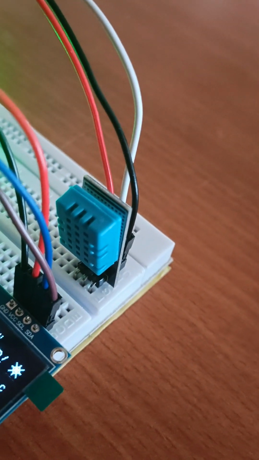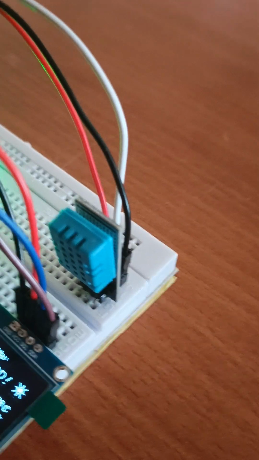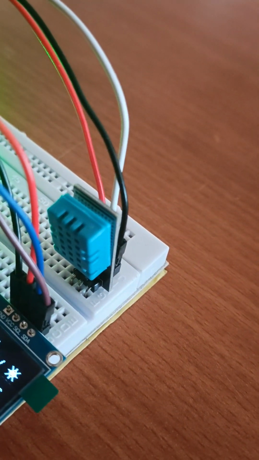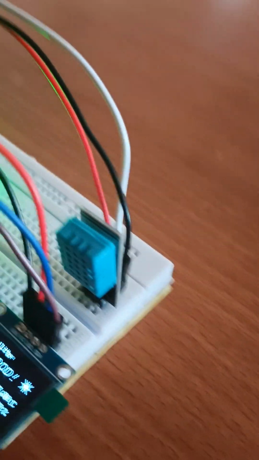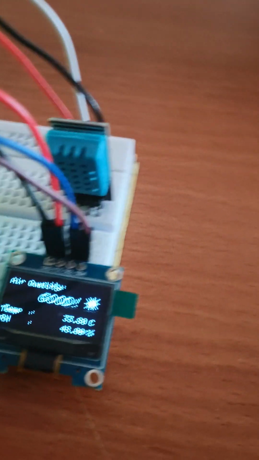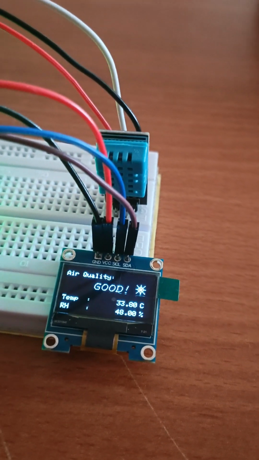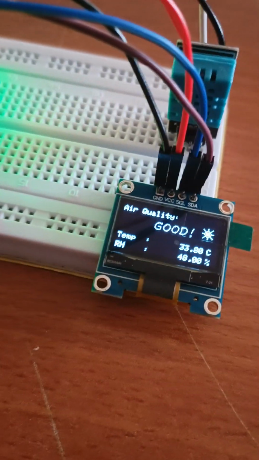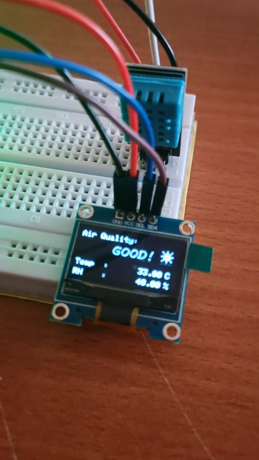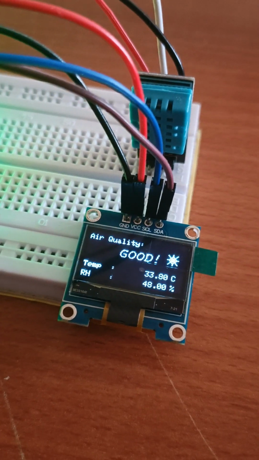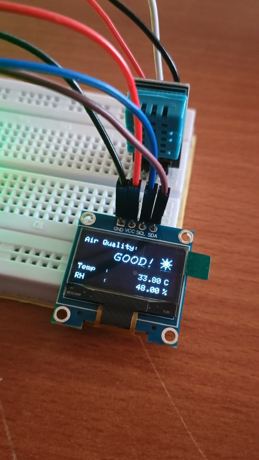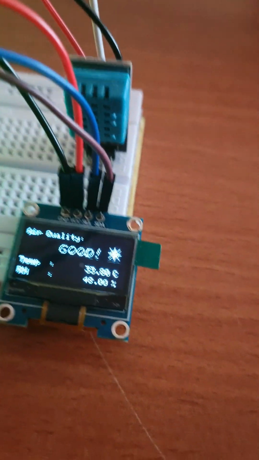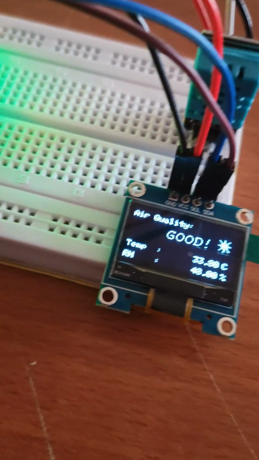The accuracy is around plus or minus 2 degrees Celsius for temperature, and for humidity is plus or minus 5% of relative humidity. The range of temperature that the sensor measures is from 0 to 50 degrees Celsius, and for humidity is around 20% to 90% of relative humidity. It works on an operating voltage from 3.3 to 5.5 volts. It has a various set of applications, but it has been mainly used in climate control, weather stations, and HVAC systems for monitoring temperature and humidity.